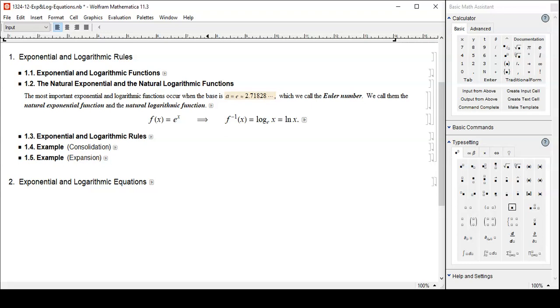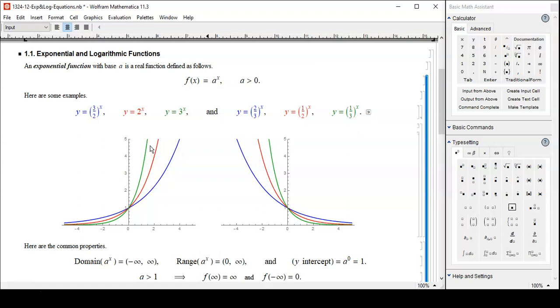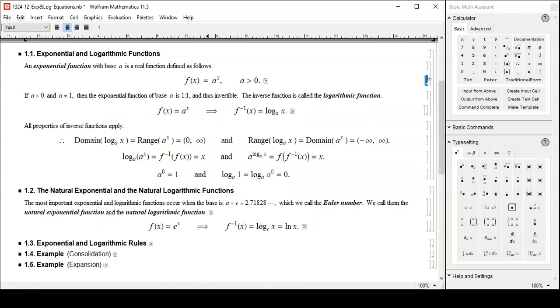So if we take e to the x power, that's a natural exponential function, and the inverse of that, log base e of x, or abbreviated ln of x, that's a natural logarithmic function. So e is 2.718 something something, greater than 2 but less than 3, so it's got to be somewhere in between green and red, closer to green, because 2.7 something.